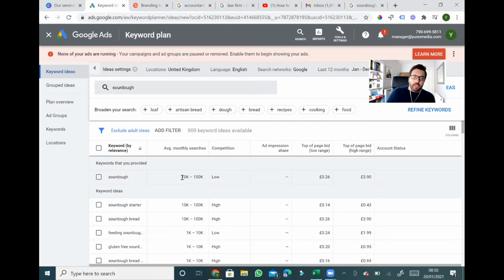Now, what we're then trying to do is think, okay, how many clicks would these keywords get us? How much would that cost us? How many conversions could we look at getting? And how much would those conversions cost us, to make us think, would this be a good idea to run? So we're thinking, okay, sourdough, 10 to 100,000 searches a month, that's the cost.